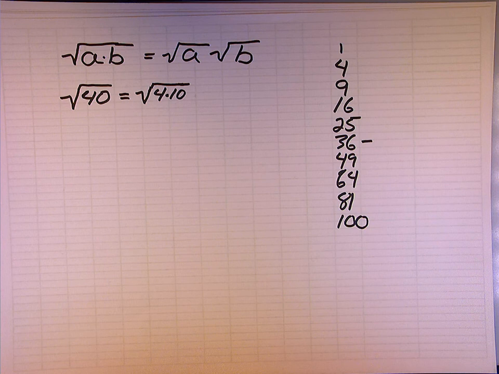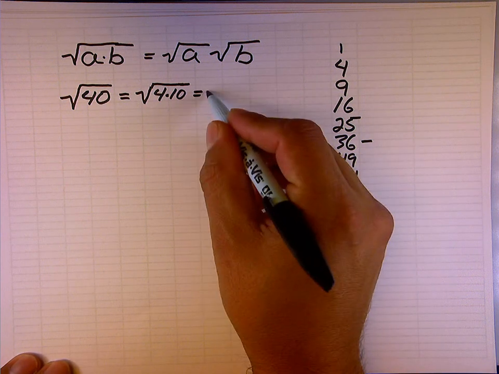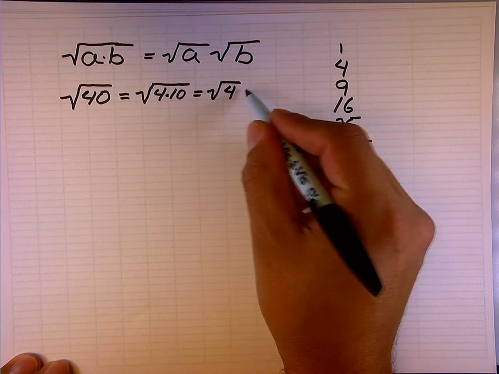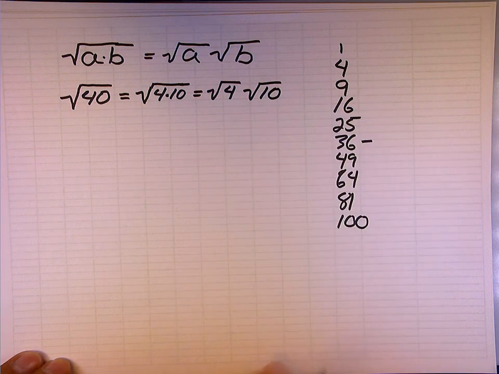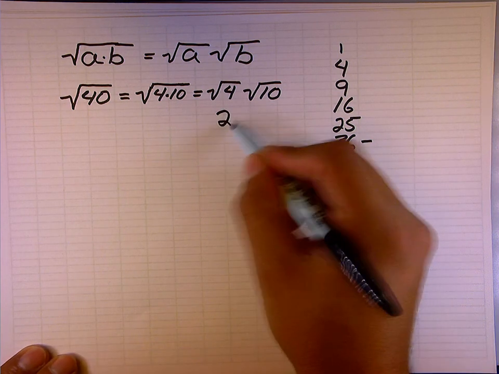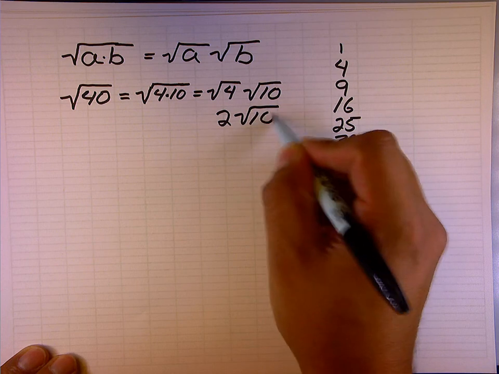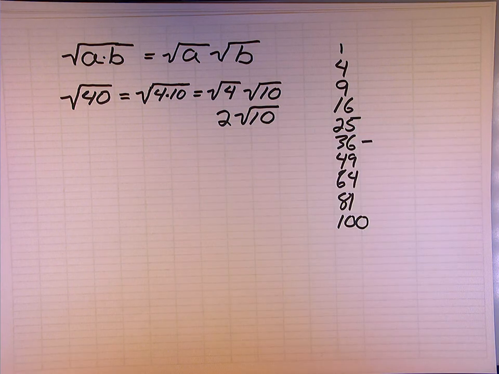Now, if you look at the line above that, it has it in that correct form where I have a perfect square factor and a non-perfect square factor. I can split my two factors up into the square root of 4 and the square root of 10. With this, I can actually take the square root of the 4, leaving us 2 square root of 10 as the simplified reduced radical form.